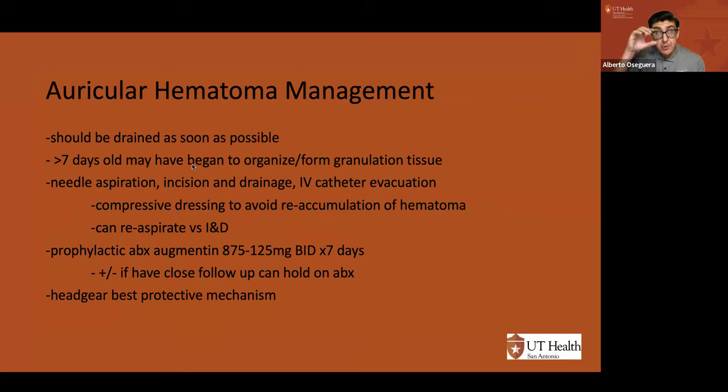The different approaches to treatment would be either a needle aspiration with an 18-gauge needle. You can do an incision and drainage, or sometimes you can do an IV catheter evacuation where you insert that 18-gauge IV catheter and then just cut the tip of plastic and let that hematoma drain.